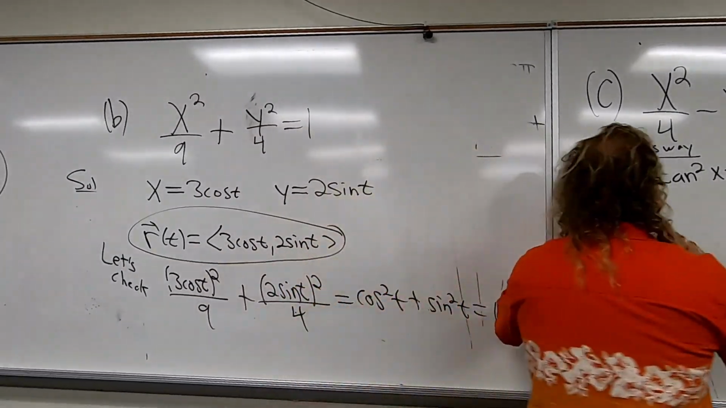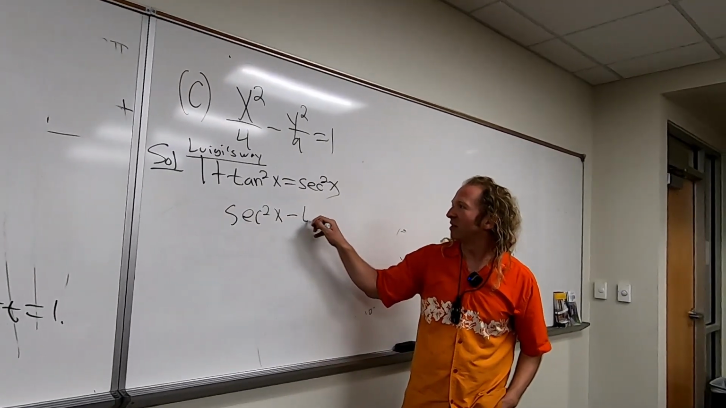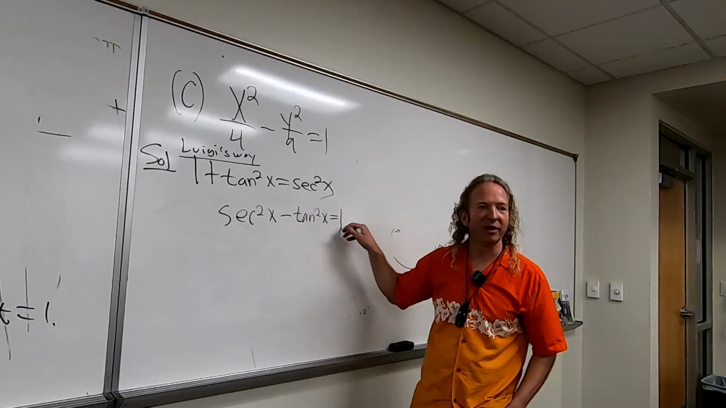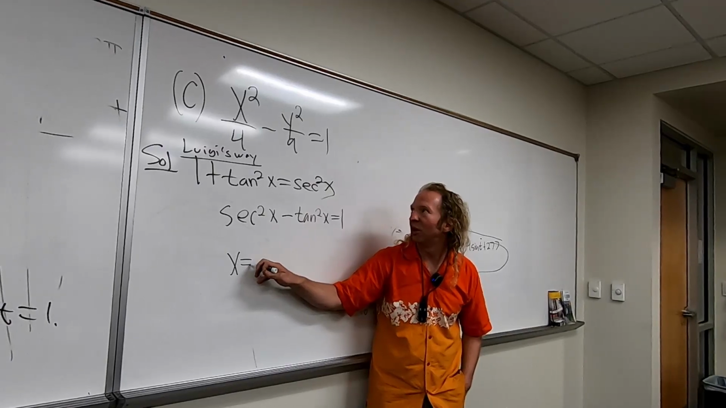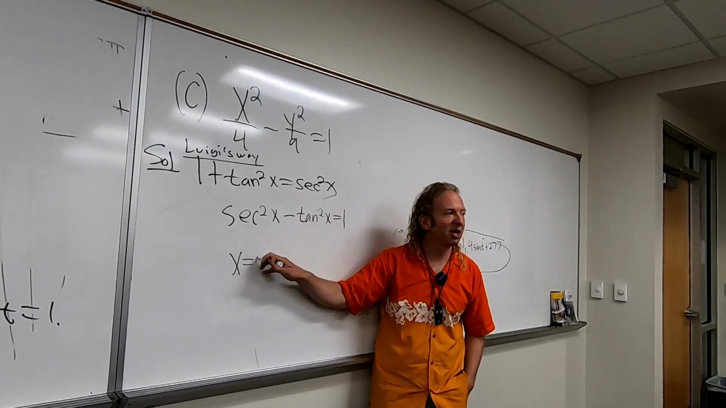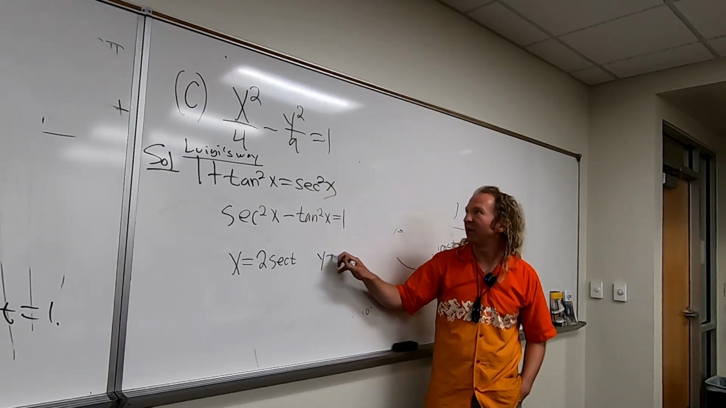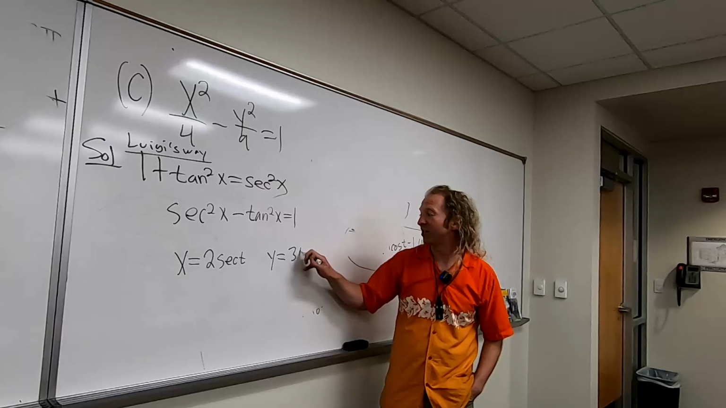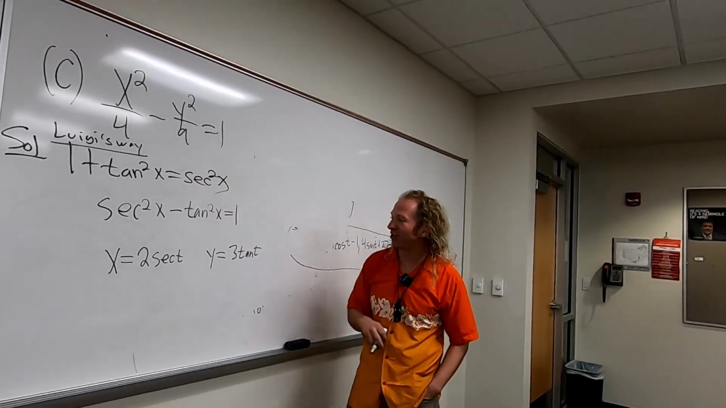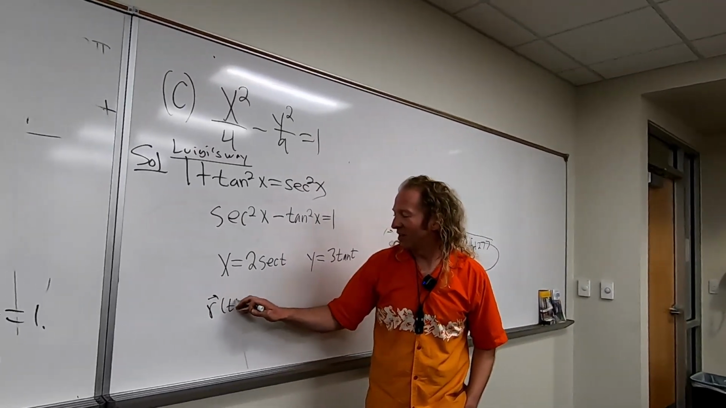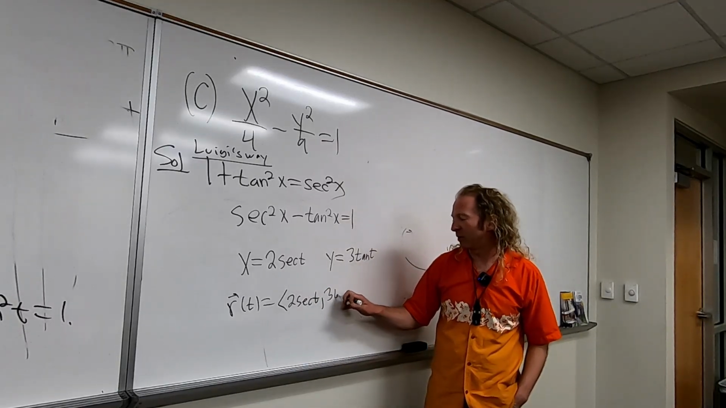So you can subtract. So you get secant squared x minus tan squared x equals 1, right? So you would let x equal, what would x be in this case? 2 secant. 2 secant. And then y would be 3 tangent. Yes, very good. So x is 2 secant, y is 3 tangent. So r of t, this is not what I was thinking of doing, by the way. I'm going to show you my way. You probably like Luigi's way better. That's okay.